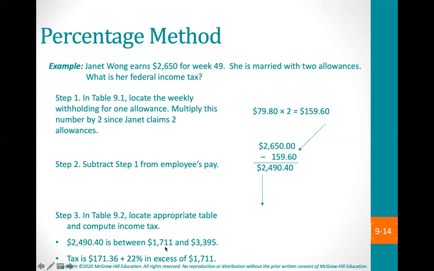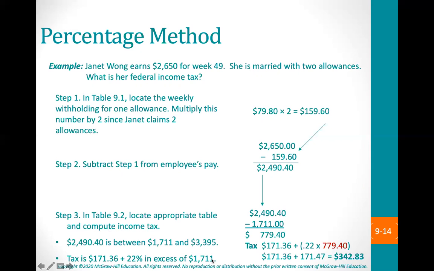$2,490.40 is between $1,711 and $3,395. So the tax is $171.36 plus 22% of the excess over $1,711. So take this number from step 2, subtract $1,711 to find the excess over $1,711, which is $779.40. The tax is equal to $171.36 plus 22% of the excess, the $779.40.